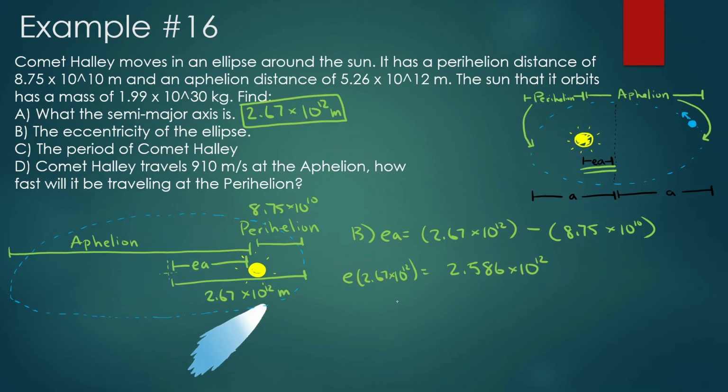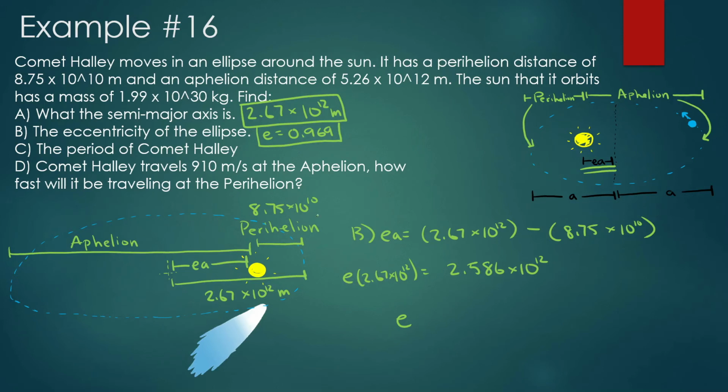And then what I get is the eccentricity. Ooh, let me put it over here. The eccentricity is equal to 0.9969. Okay, so we can see that it is very elliptical. It's almost like a straight line. Okay, Comet Halley is very elliptical.